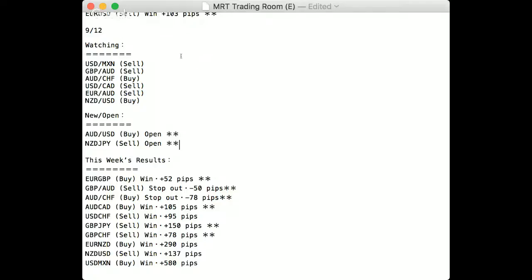We were watching the dollar peso sell, pound Aussie sell, Aussie Swiss buy, dollar CAD sell, Euro Aussie sell, and New Zealand dollar buy. We had open an Aussie dollar buy and a New Zealand sell, and we closed out our Euro pound. I did an early exit on that on Monday. And then I had three signals that were open. Two of those were the pound Aussie sell and the Aussie Swiss buy. Those had stopped out, and so I'm looking for retrade opportunities on these. And there was one that I sent out, and I'll get to that when we go to the charts, which we're going to do right now.